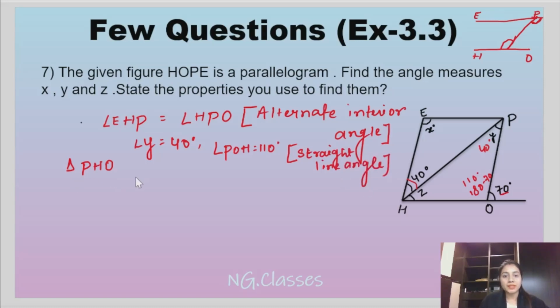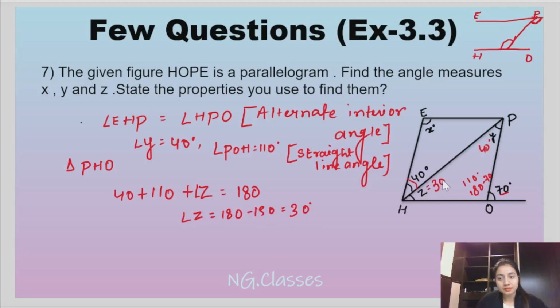Now in triangle PHO, we know the angle sum property of a triangle, that the sum of all the angles of a triangle will be 180°. So 40° plus 110° plus Z is equal to 180, which will give the value of angle Z as 180 minus 150, that is 30°. We got the value of Z as 30°, right?